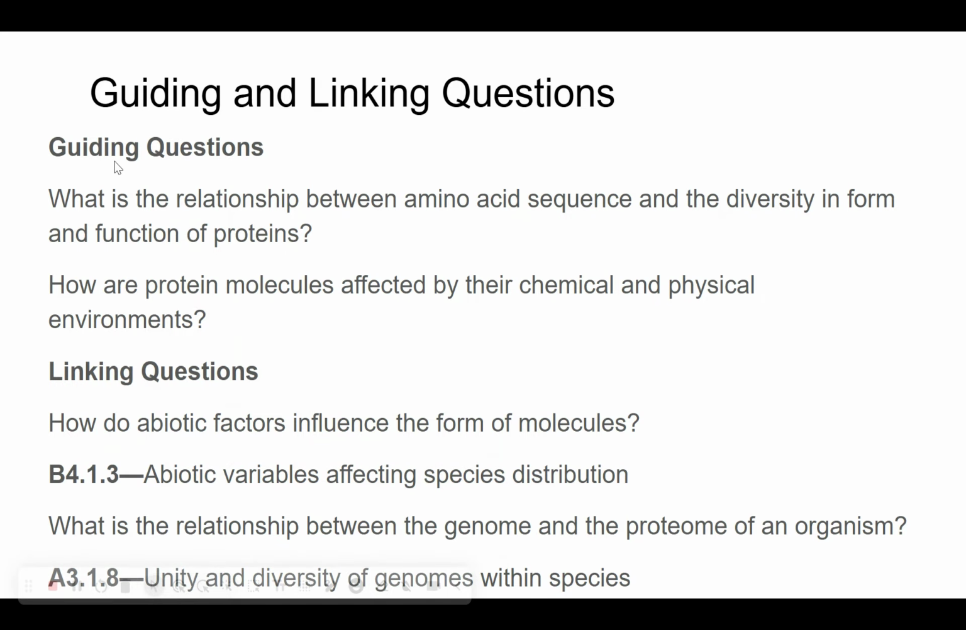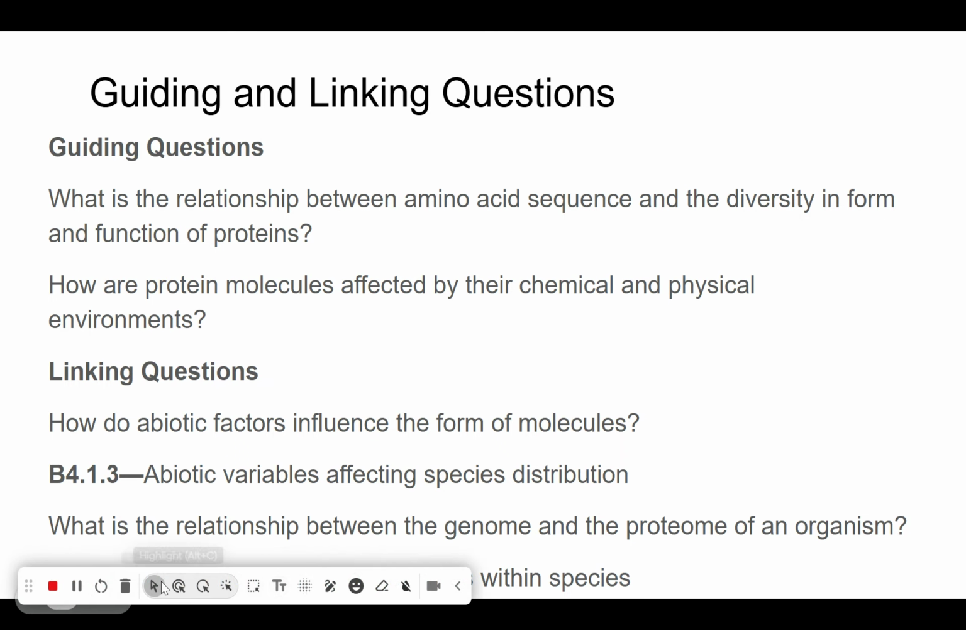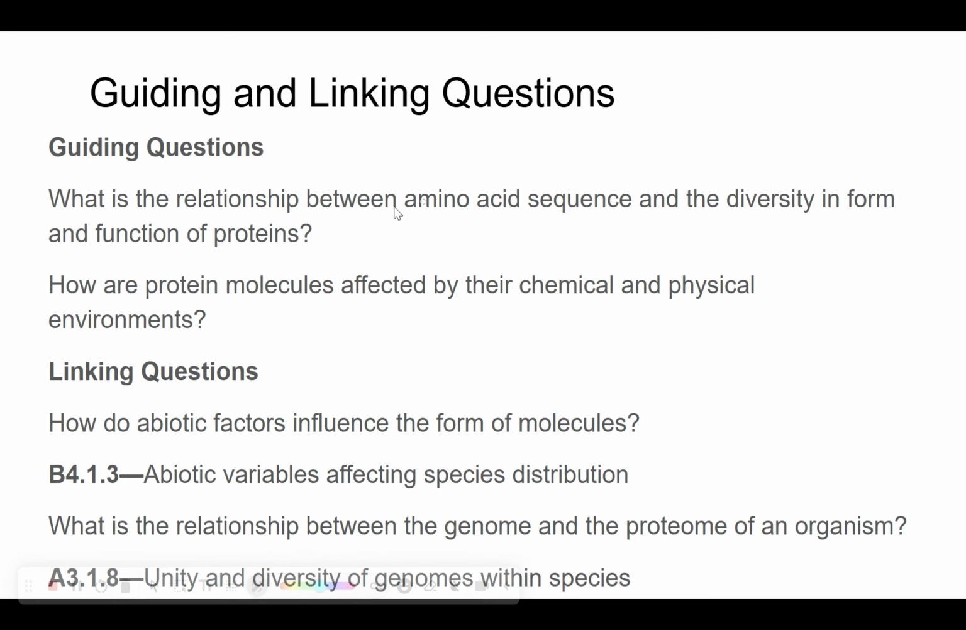And guiding and linking questions. Our guiding questions are, what is the relationship between amino acid sequence and the diversity in form and function of proteins? We'll get into this especially in the HL part of the content. And we'll talk about diversity in form and function of proteins in all of the content.